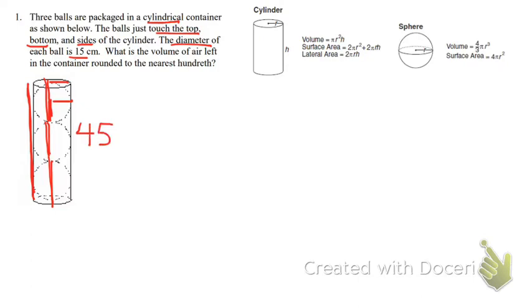Okay, so now read the question, of course. The question is, what is the volume of air left in the container? You know, the space that's basically left over after the balls take up all the space. So we're looking for what is this space right here. That's the question. So hopefully you can see it would be the volume of the cylinder minus the space that the spheres are taking up.